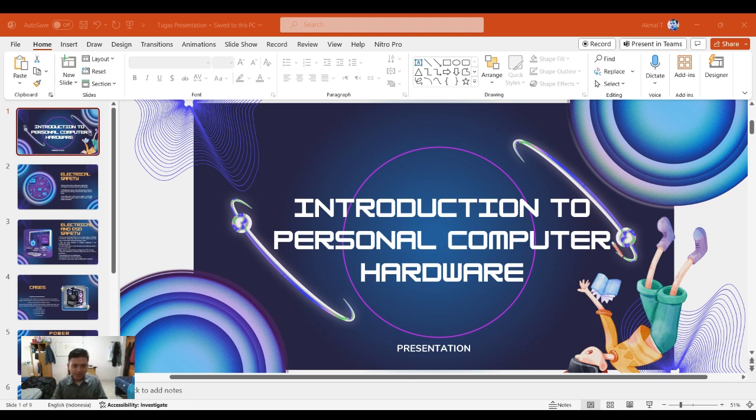The last is peripheral devices like keyboard, mouse, or monitor. They allow users to interact with the computer. They enable input, output, and data storage.